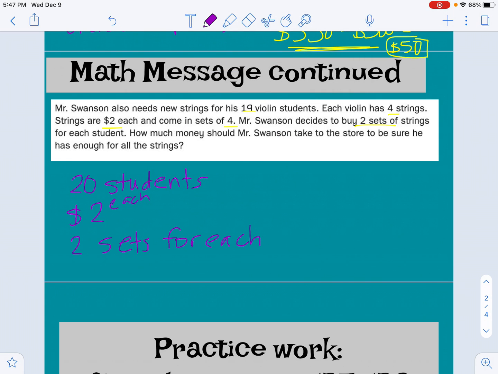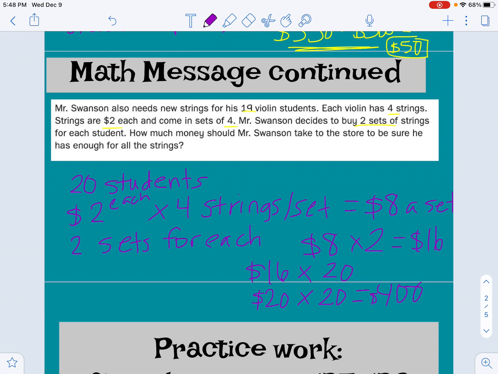So $2 each, and there's 4 strings a set. That changes things a bit. Now we have to say $2 times every string is going to be $8 a set. He wants 2 sets for each student, so $8 times 2 gives every student's going to cost $16. Now we're looking at $16 times our 20 students. Maybe I even want to estimate further and say, if he had $20 for every 20 students, he could take $400, and we know he definitely would have enough.